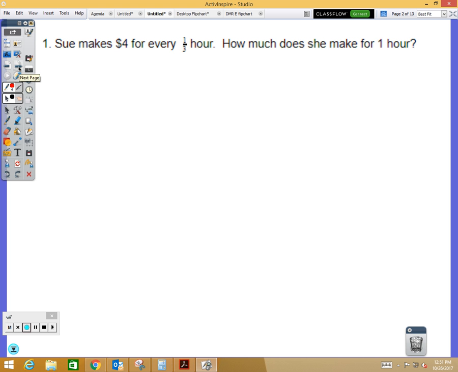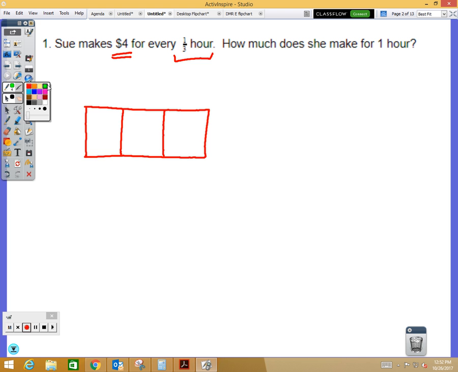So problem number 1 says Sue makes $4 for every 1/3 hour. How much does she make for 1 hour? Okay, so look at this fraction, 1/3 of an hour. So let's draw 1/3, a rectangle broken into thirds. Again, you need to be drawing this on your paper. A rectangle broken into thirds. And in each 1/3, she makes $4. So inside of each one of these squares, I'm going to put $4. For each 1/3 hour, she makes $4.